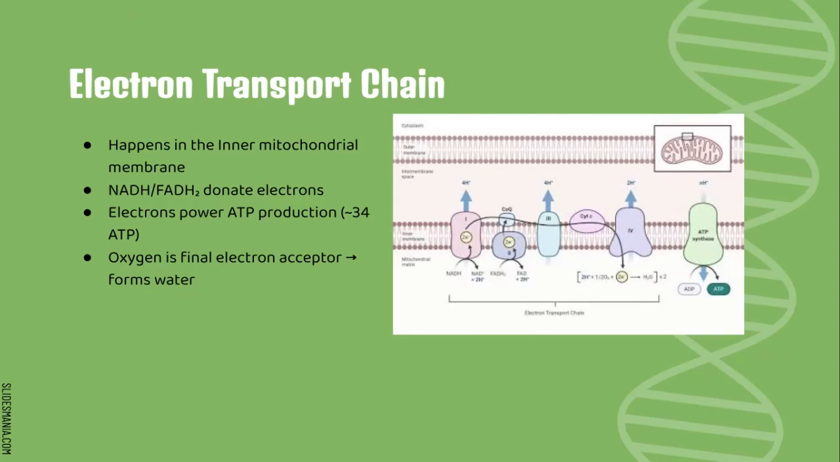The electron transport chain is next. It happens in the inner mitochondrial membrane. NADH and FADH2 donate electrons, and the electrons produce ATP. And after the entire cellular respiration is done, about 34 ATP is produced. And oxygen is the final electron acceptor, and it forms water.